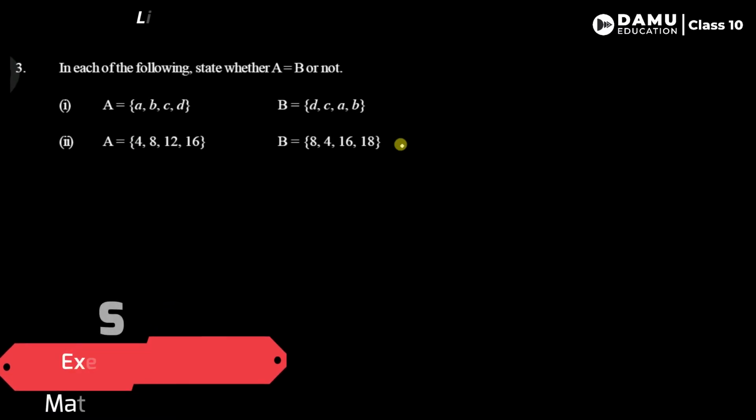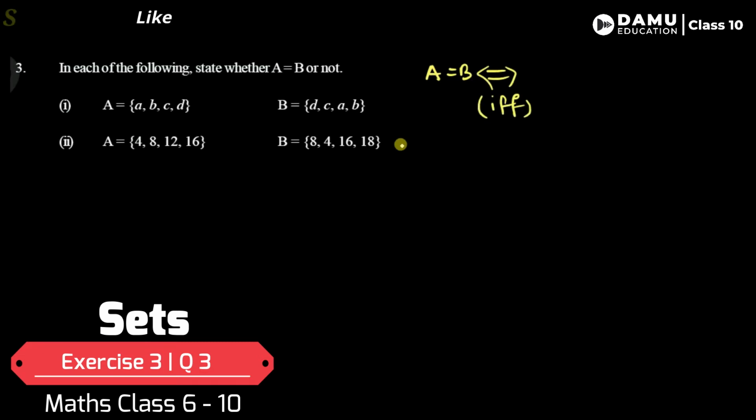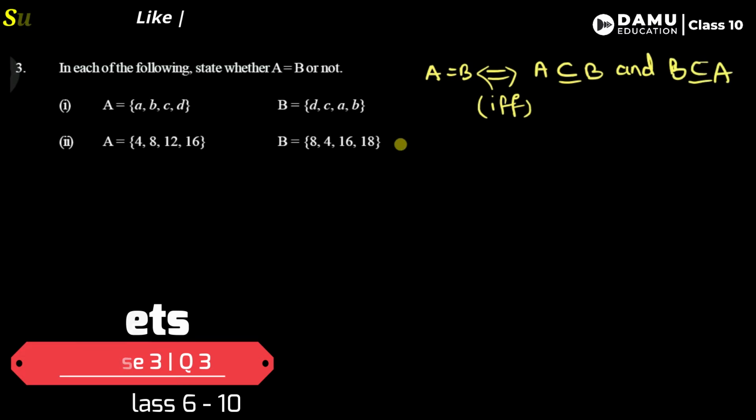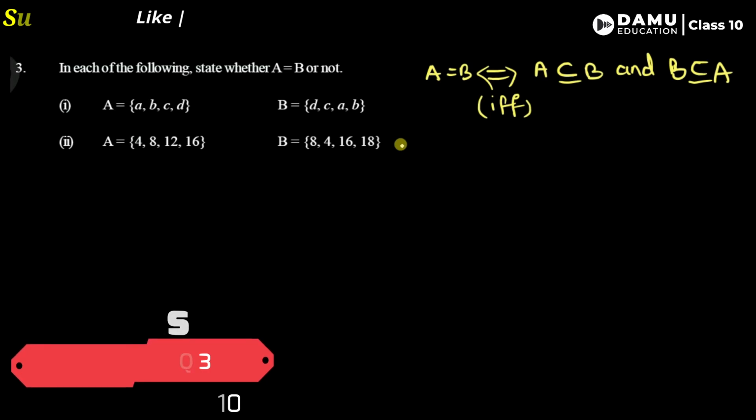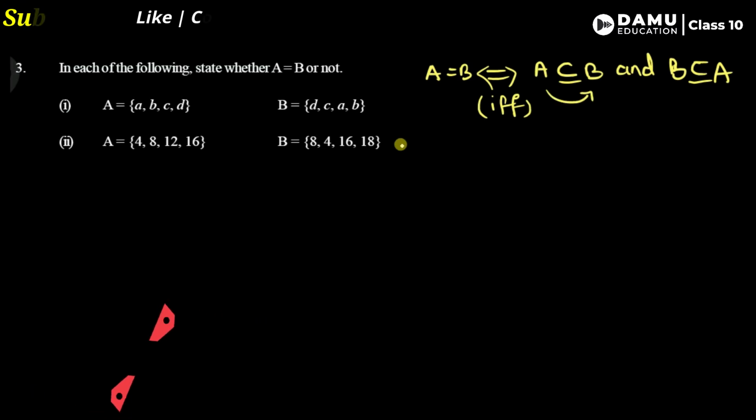So in this module, we are going to discuss the third question. In each of the following, state whether A equals B or not. A equals B means if and only if, that is IFF. As I told in the previous modules, we can say IFF A is a subset or equal to B and B is a subset or equal to A. That means all the elements present in A should be present in B also, and all the elements present in B should be present in A also. So that is the condition.